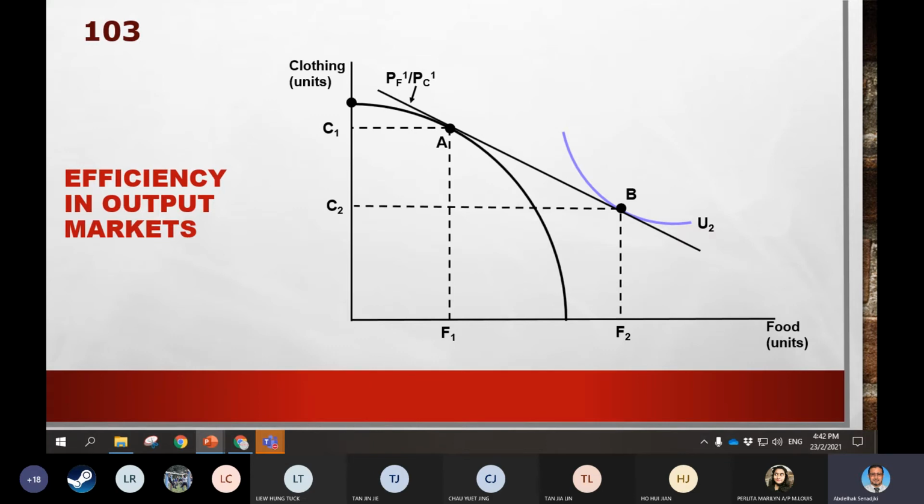However, at the price ratio PF1 divided by PC1, producers will not produce the combination of food and clothing at B, because at A they will produce C1 and F1, but consumers want to have C2 and F2. Because the producers want to produce C1 and F1, there will be an excess demand for food. They produce C1, but consumers want C2.